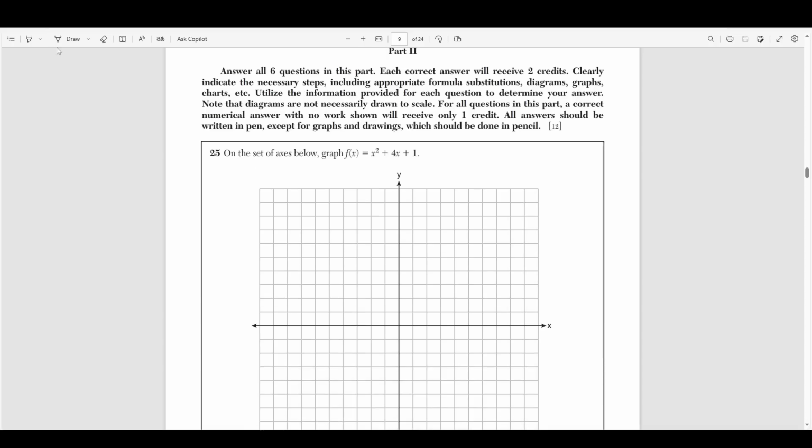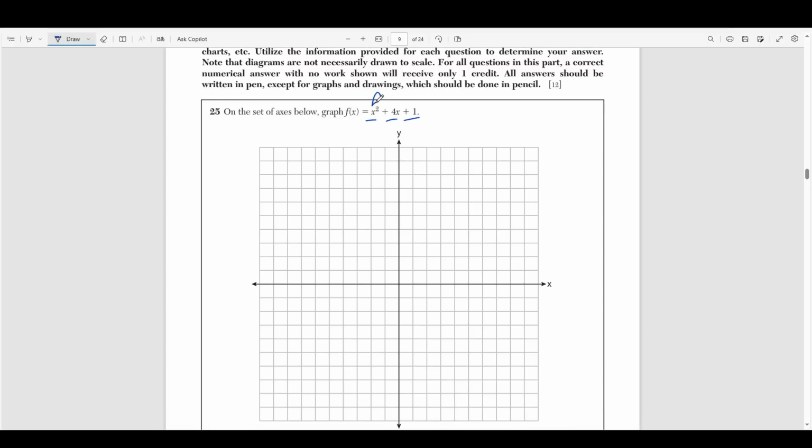That being said, we're going to start off with 25, which says that on the set of axes below, graph f of x is equal to x squared plus 4x plus 1. Every single time that they ask us to graph something, specifically a parabola on the Regents, I'm going to plug it into my calculator first.